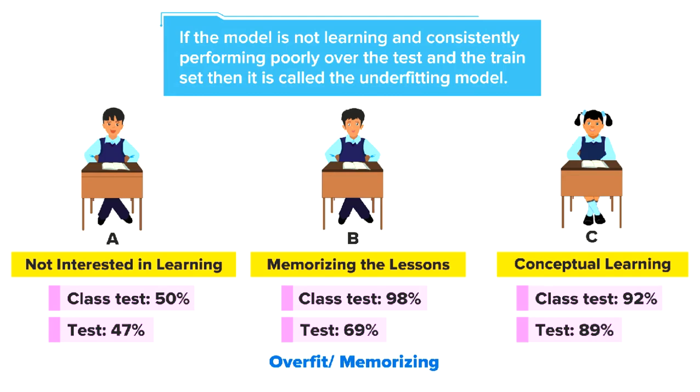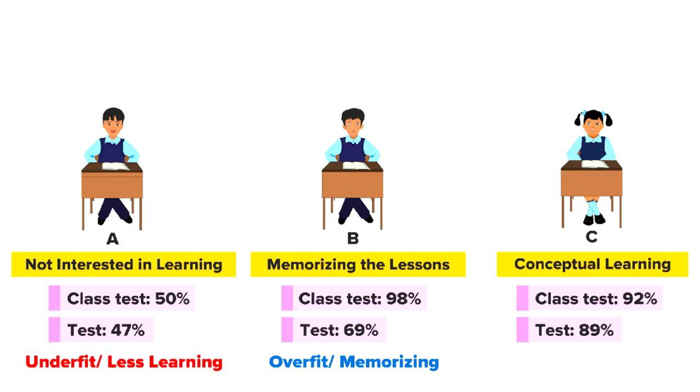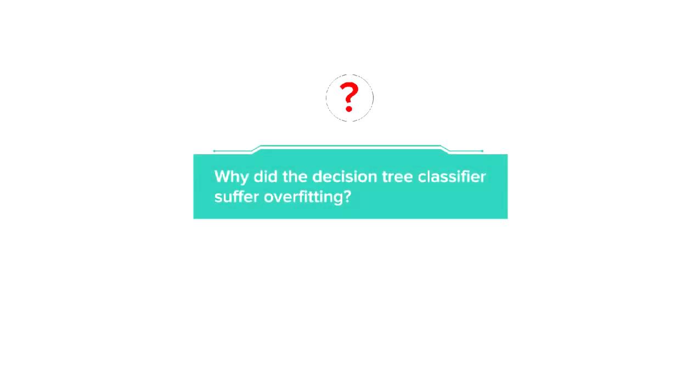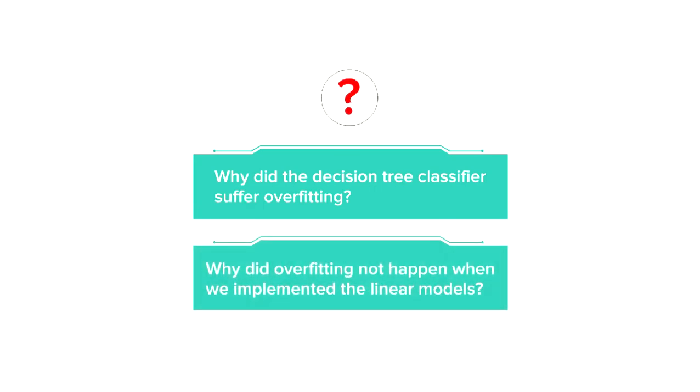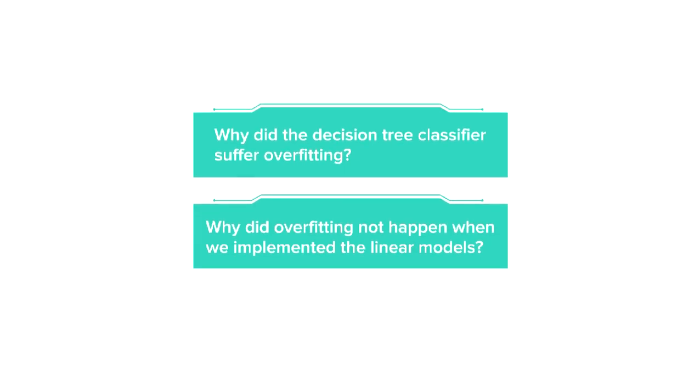On the other hand, if the model is not learning and consistently performing poorly over the test and train set, it is called an underfitting model. An example of this situation would be building a linear regression model over non-linear data. And if the model is performing equally well over the test and train set, then it is called the best fitting model. Now you might be wondering, we simply made a decision tree classifier. How did it end up overfitting? Why did this not happen when we implemented the linear models? Let's explore the answers to these questions in the next video.